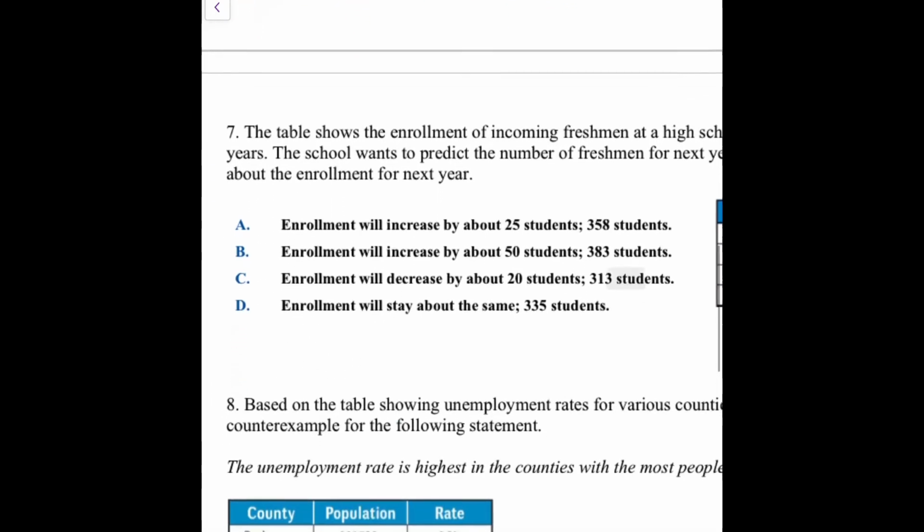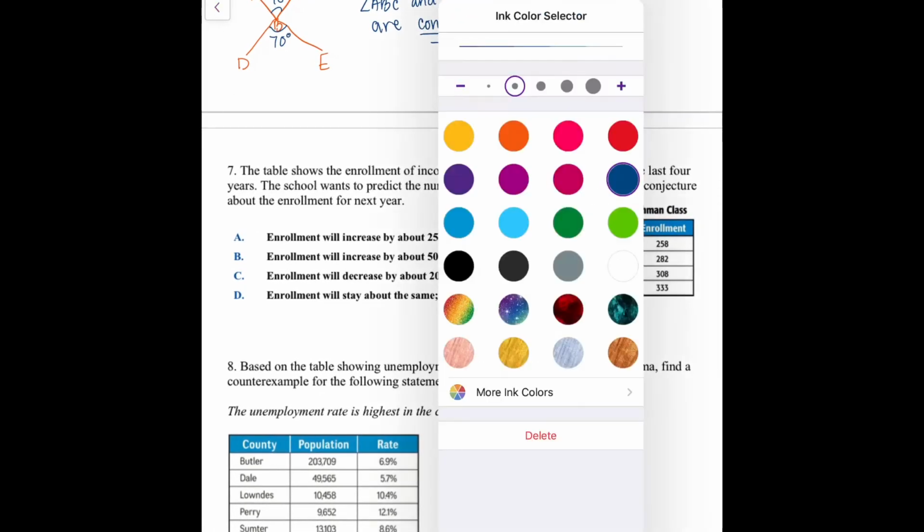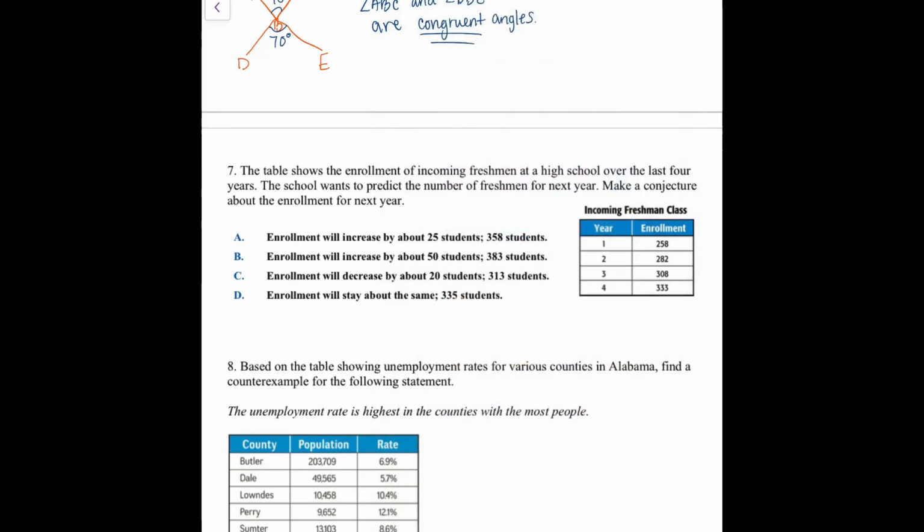So I go to the next page. And now I have to apply these conjectures, these patterns that I'm seeing in these problems. Here we have the table showing the enrollment of incoming freshmen at a high school over the last 4 years. The school wants to predict the number of freshmen for next year. So again, you're going to make a conjecture based on patterns. Make a conjecture about the enrollment for next year. In year 1, we had 258, and I want to know how much I jumped from year to year. That's going to help me determine the pattern.